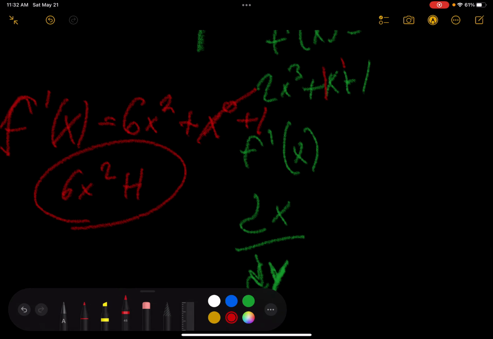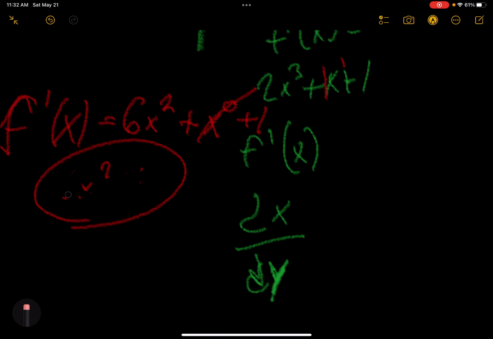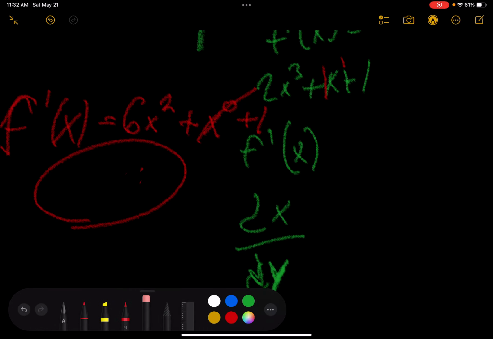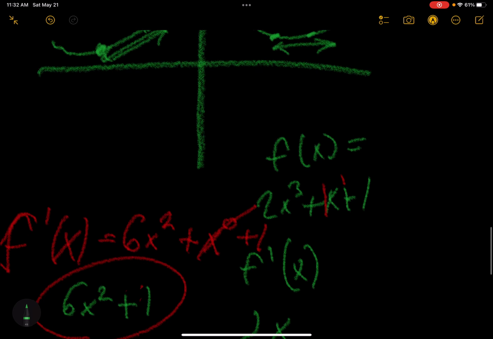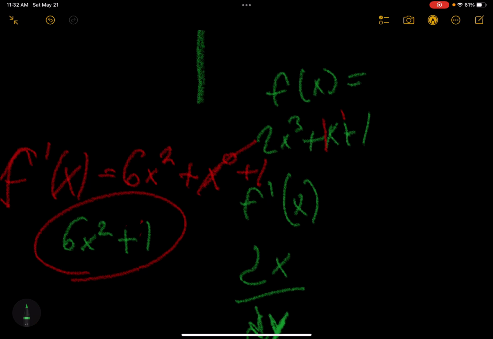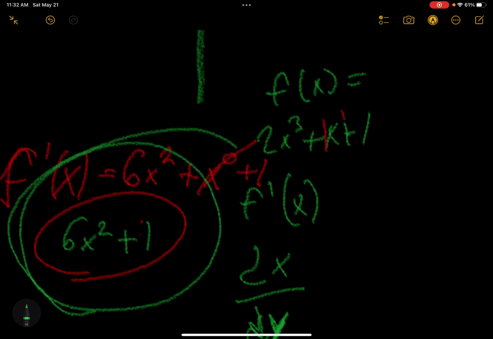That does not look like a 1. Here, let me do a different color. Here. Our first derivative is 6x squared plus 1. That's our first derivative. So that's one of the derivatives that we have to do.